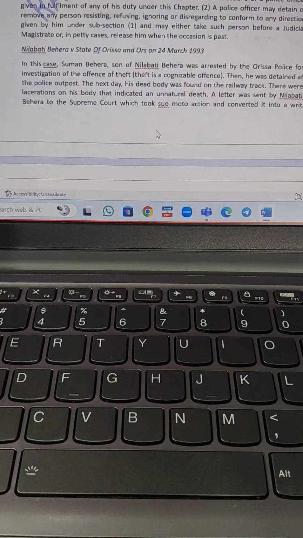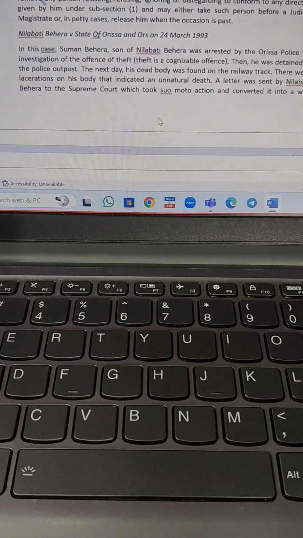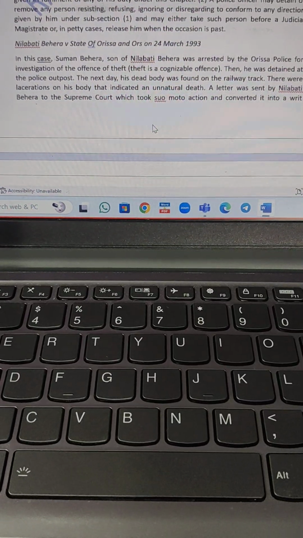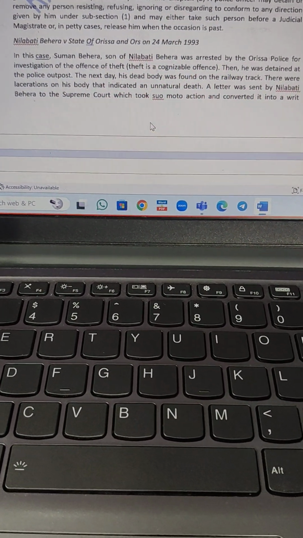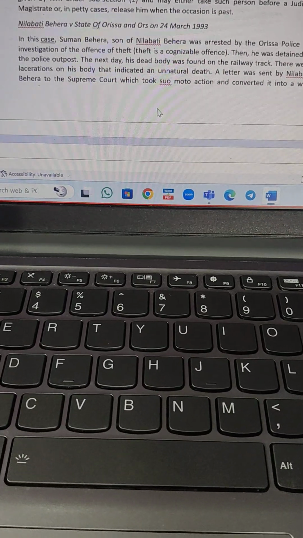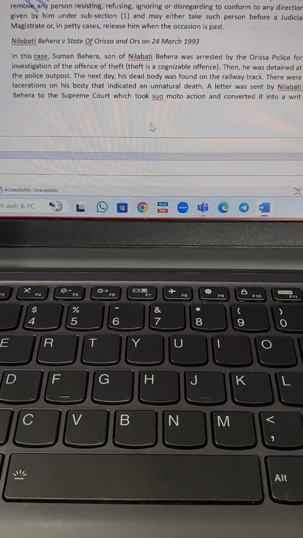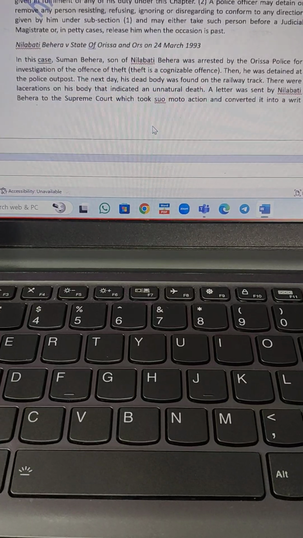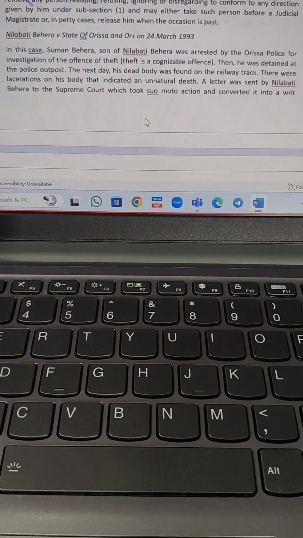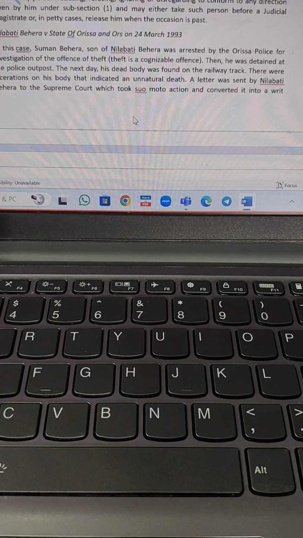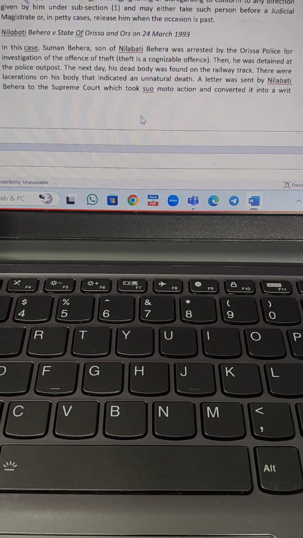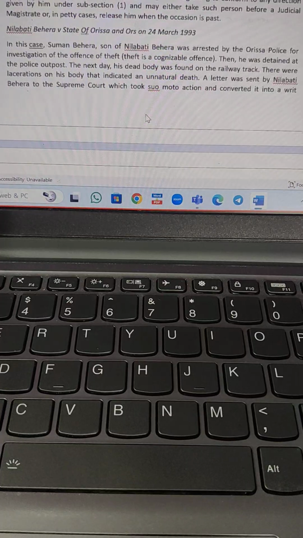Now in Neelabati Behera versus State of Orissa, Suman Behera, the son of Neelabati Behera, was arrested by the Orissa police for investigation of an offence of theft. Theft is a cognizable offence. Then he was detained at the police outpost. The next day, his dead body was found on the railway track. There were lacerations on his body that indicated unnatural death.